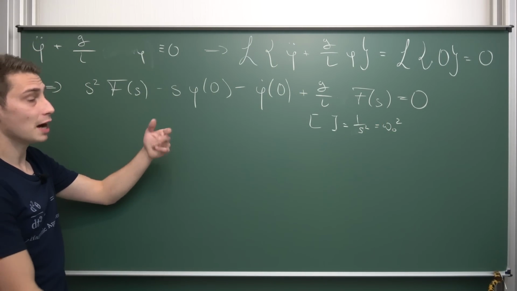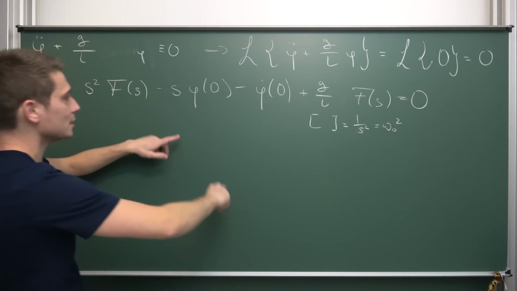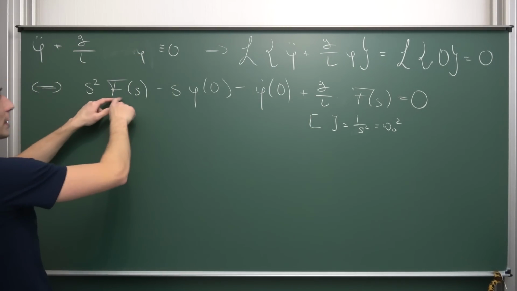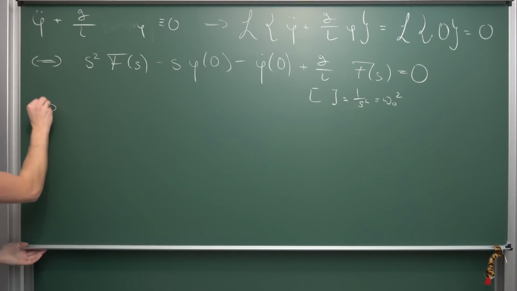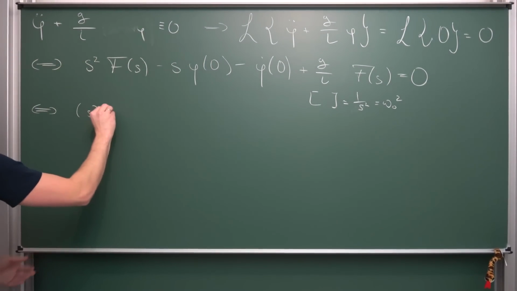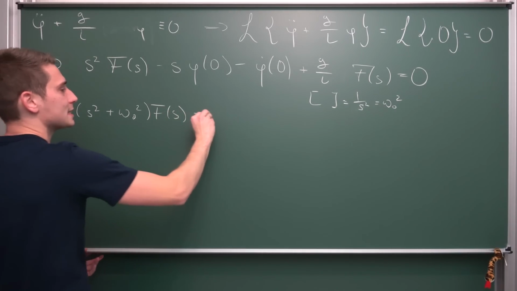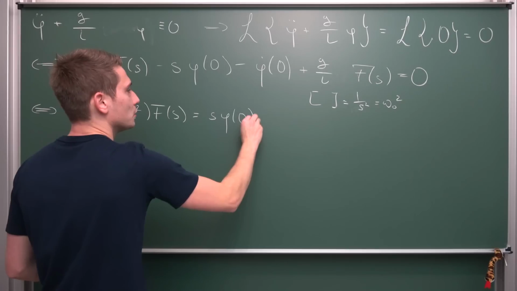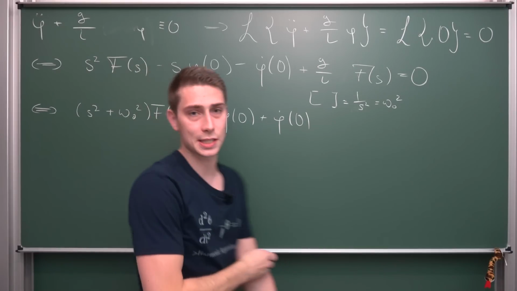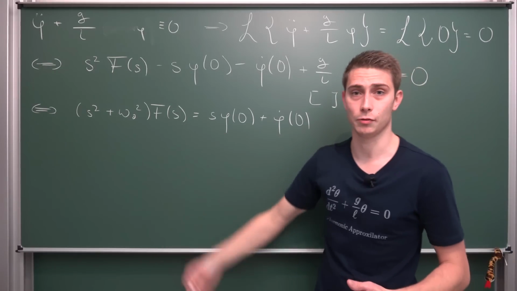This is what we are going to have now, and now we are going to solve for our capital F of s. Everything else goes to the other side, so we are going to add this part to the other side and this part to the other side, and also we are going to factor our capital F of s out, leaving us overall with s squared plus omega naught squared times capital F of s being nothing but s times phi of 0 minus phi dot of 0. This right here, with a positive sign, is what we are having now. We want to solve for capital F of s completely.